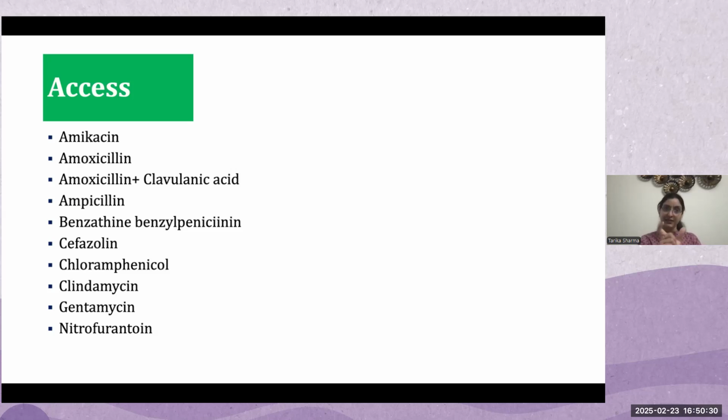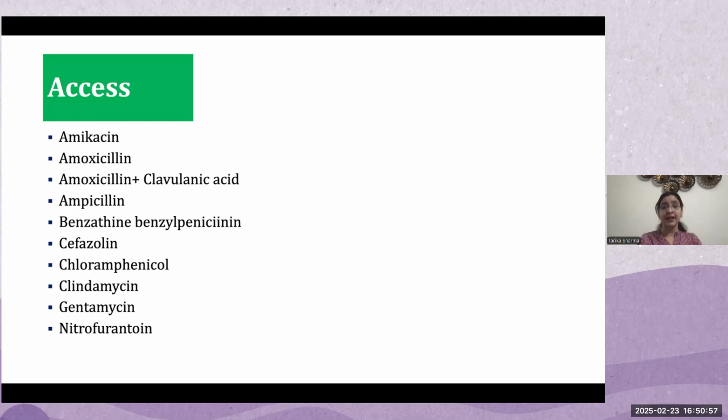Like in the green category, the Access zone, we have amikacin, amoxicillin, Augmentin, which is amoxicillin plus clavulanic acid, ampicillin, benzathine benzylpenicillin, cefazolin, chloramphenicol, clindamycin, gentamicin, and nitrofurantoin. There are a lot of other drugs also. A few of them which we use commonly in the hospitals, I have just jotted down here from the WHO site only.